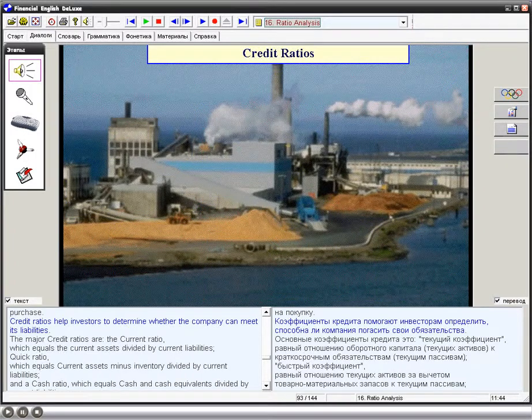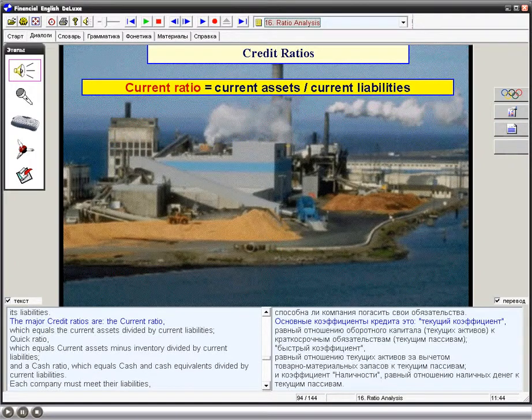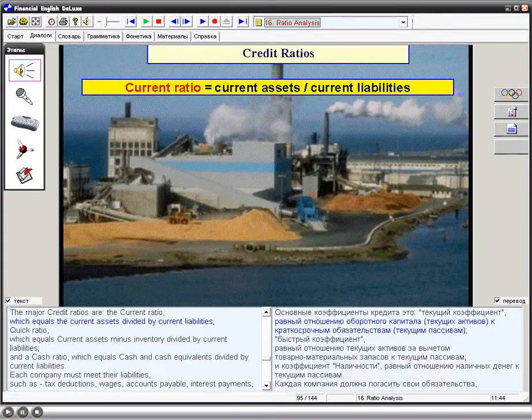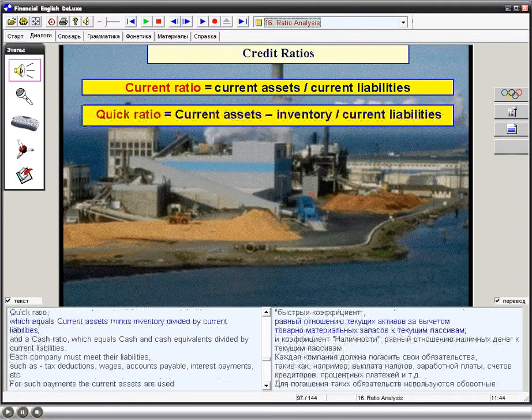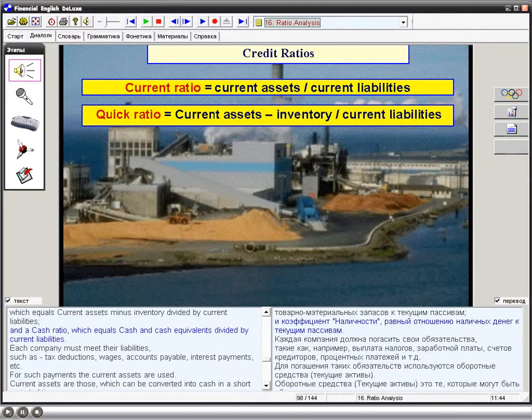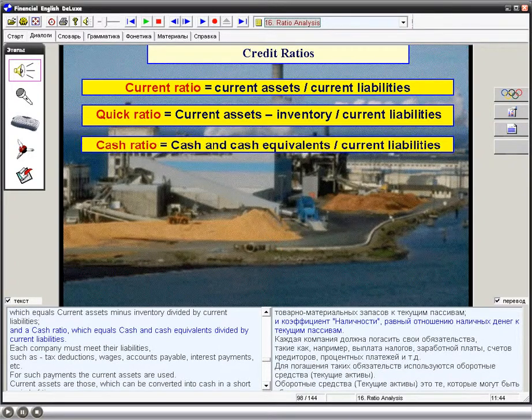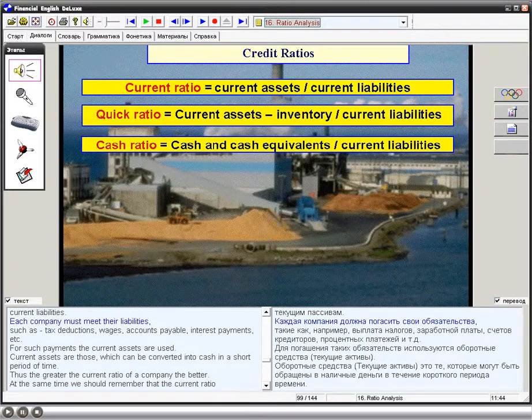Credit ratios help investors to determine whether a company can meet its liabilities. The major credit ratios are the current ratio, which equals the current assets divided by current liabilities, the quick ratio, which equals current assets minus inventory divided by current liabilities, and the cash ratio, which equals cash and cash equivalents divided by current liabilities.